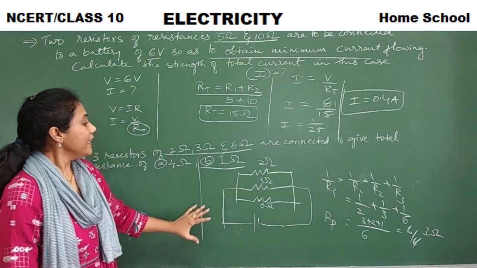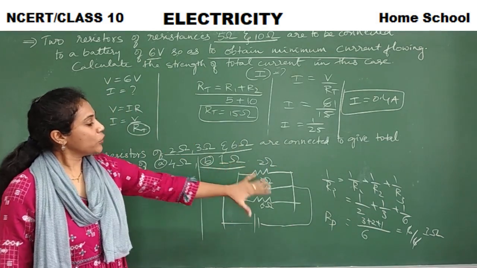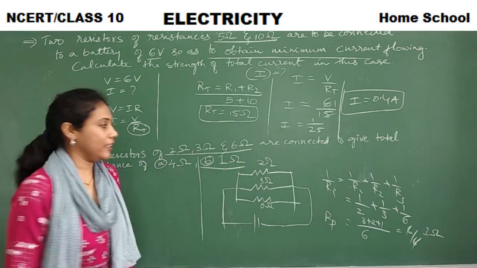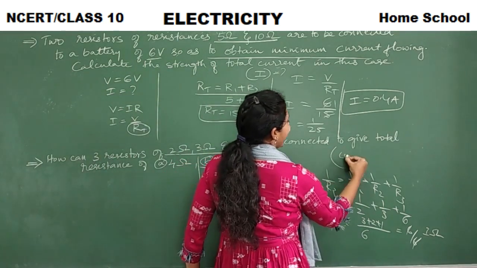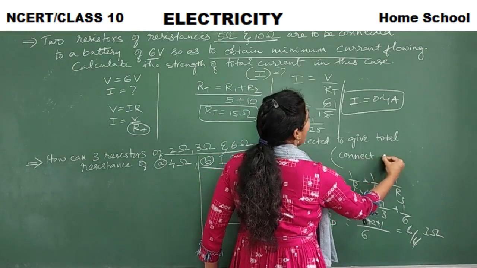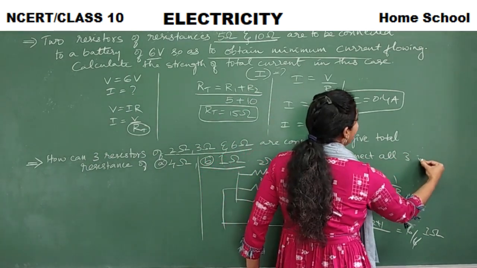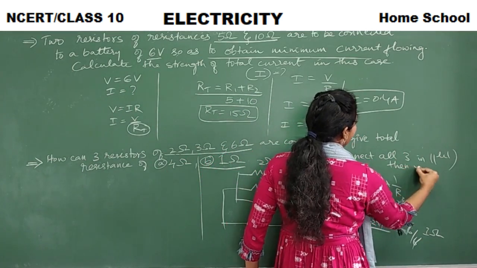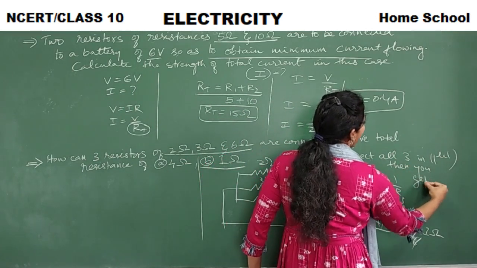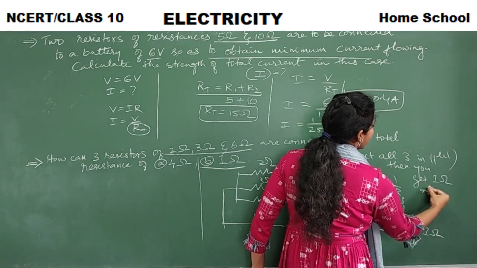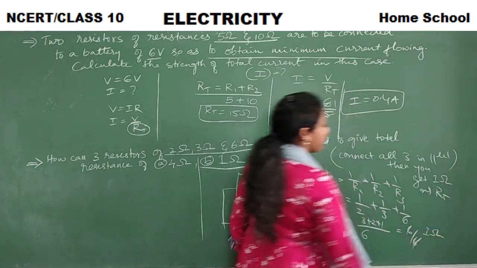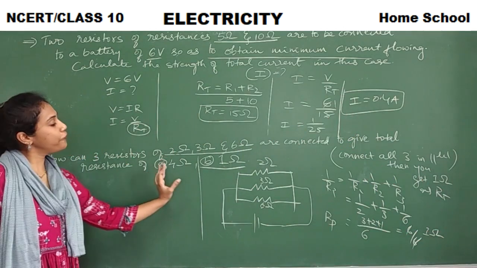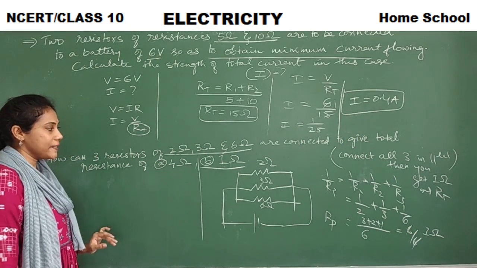So definitely, when do you get 1 ohm as a total resistance? You should connect all three in parallel. Then you get 1 ohm as total resistance. Fine. And now you see, when do you get 4 ohms of resistance?